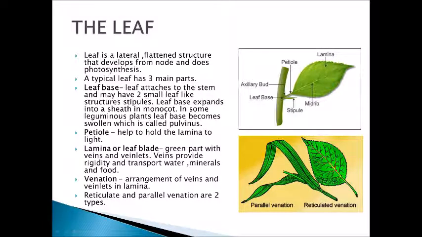Now all these form a reticulate or network-like structure in the lamina, and that is why this type of venation is called reticulate venation, and such venation is seen in dicot plants. While the other one is called parallel venation, because all the other veins which are there are parallel to the midrib, and such parallel venation is seen in monocot plants.